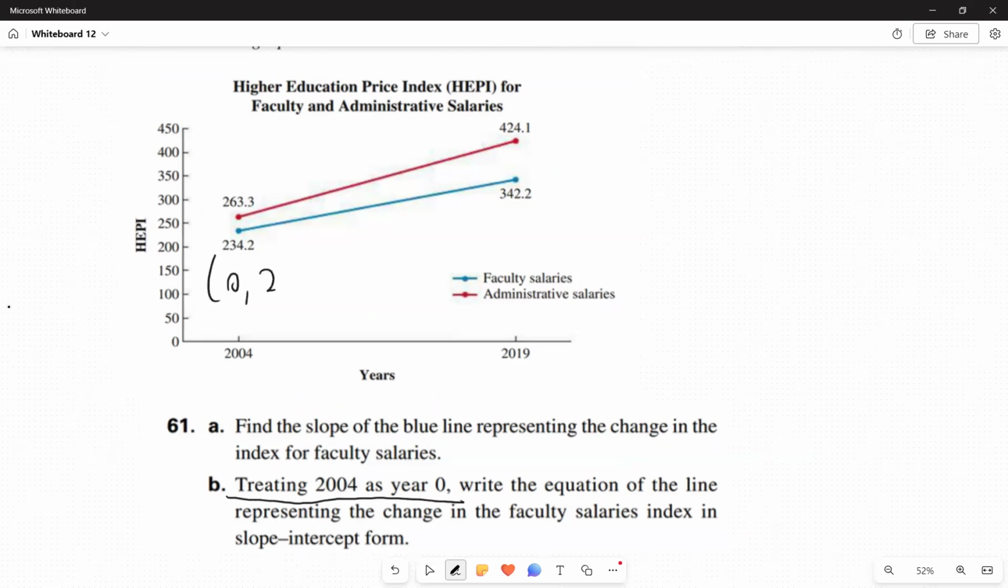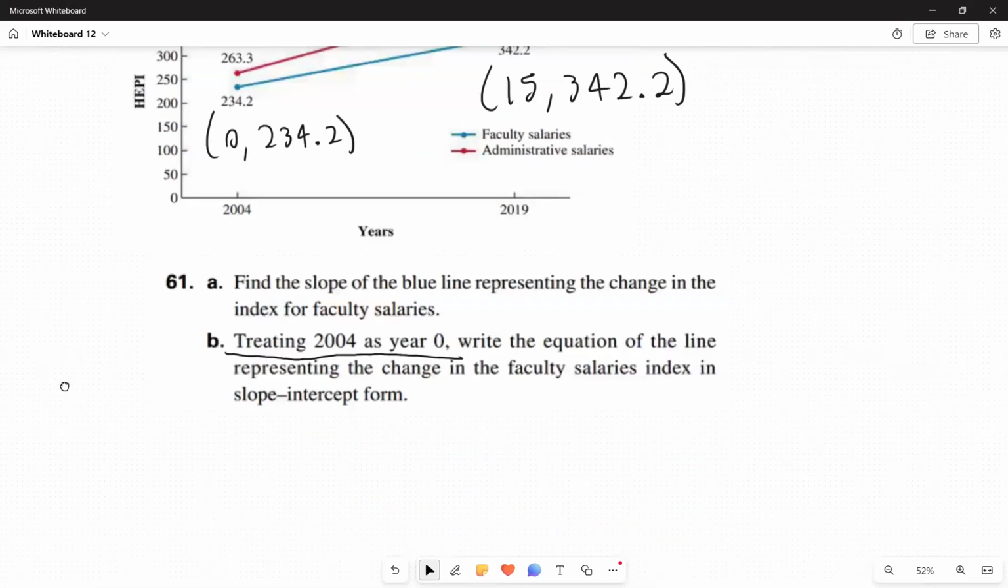We have the point 0, 234.2. And 2019, that's 15 years later, that's 15, 342.2. Now, if you want, you can use the points 2004, 234.2, and 2019, 342.2, and you're going to get the same slope. So let's find the slope.